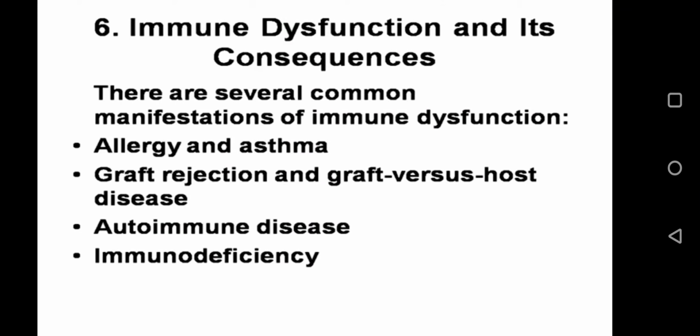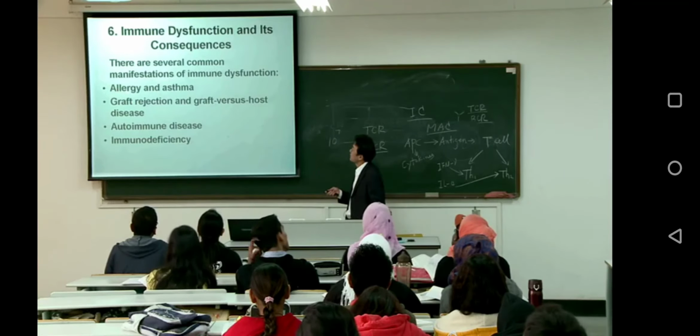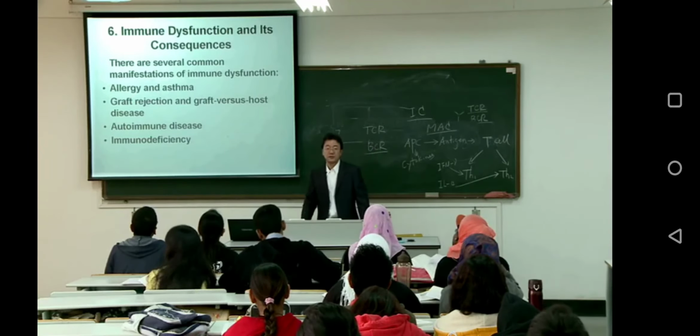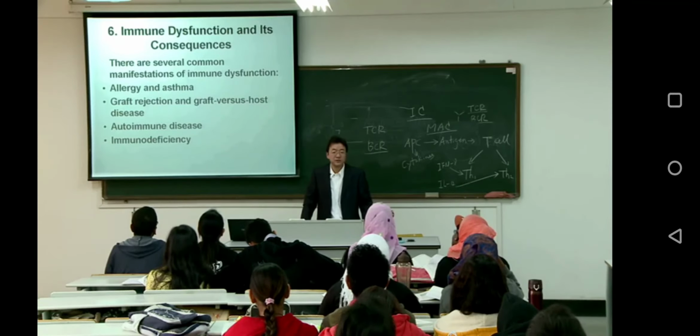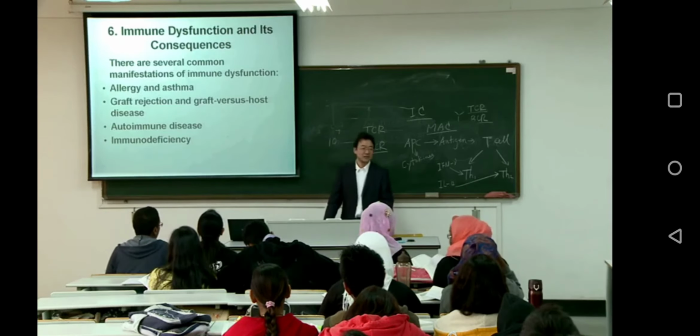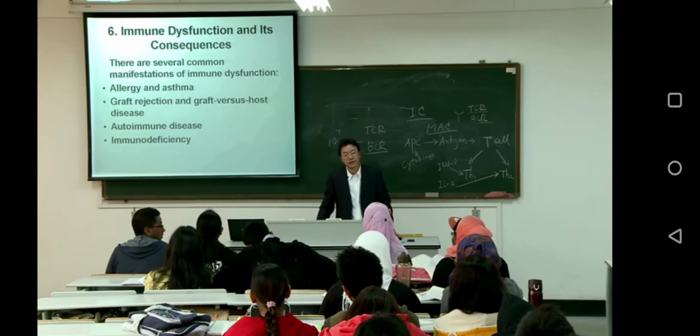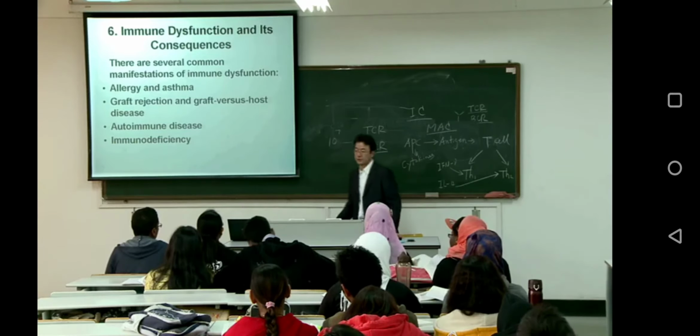And some of the immune dysfunctions, allergy and asthma, mean overreaction, or what we call hypersensitivity. Allergy: is there anybody allergic to seafood? Oh, sorry. And is anybody allergic to some medicine, antibiotics like ampicillin? No, that's good news.